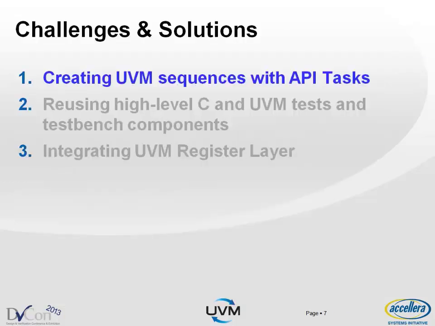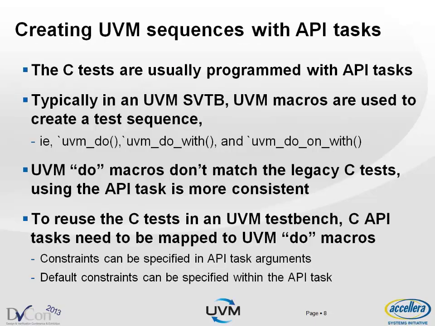Challenges and solutions. We have 3 topics to cover. Usually, the C task is programmed with the API task, but for the UVM testbench, when we try to create a test sequence, we use 2 macros, the `uvm_do` and `uvm_do_with`. But the caveat is that we cannot use these 2 macros in C. So we used to create a generic API task, and then we create a task with the generic API task. The test will look more consistent and a lot cleaner.